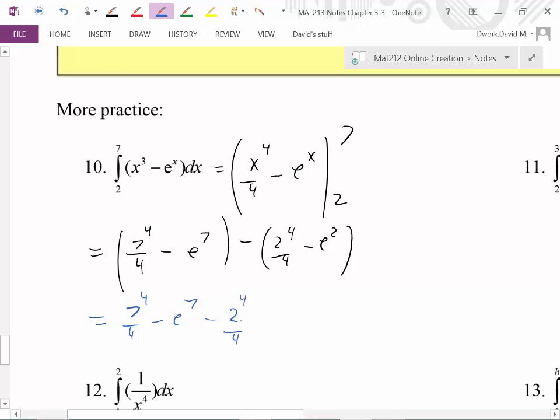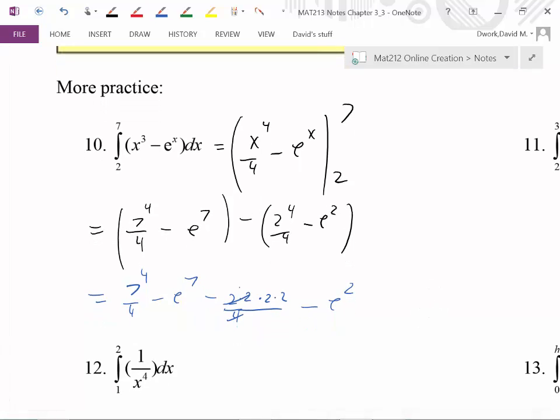Now that does simplify a little bit, because 2 to the 4th is the same thing as what? 2 times 2 times 2 times 2. Well, 2 times 2 makes 4, so those divide. Okay, so I will do that a little bit. E squared. Oops, sorry, plus distributes. There we go.